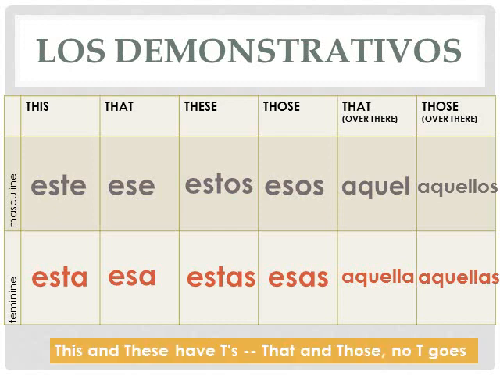Okay? So, a way to remember these, because I know that they all look very similar, at least the ese, este, estos, esos, etc. This and these have T's. That and those, no T. Okay, so that's a way to remember.